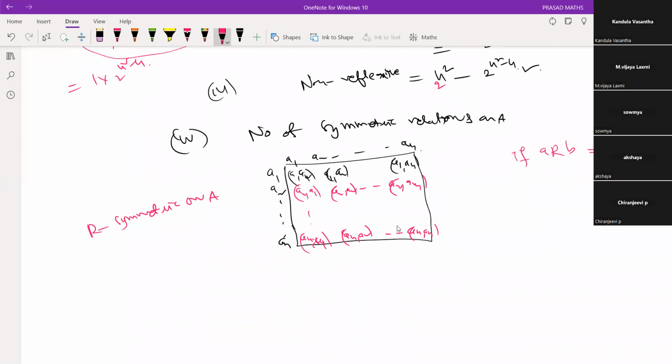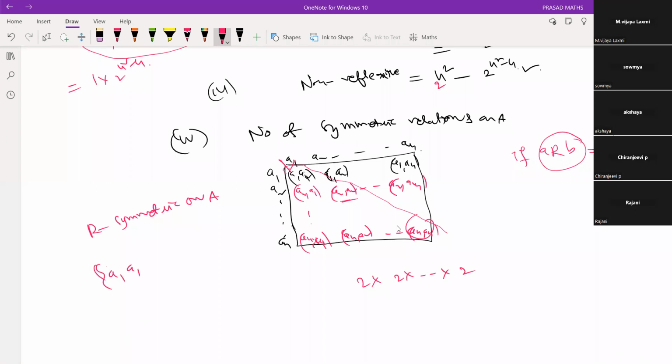So to get a symmetric relation, first you need to fix A related to B. Automatically B is related to A. So to get a symmetric relation, I bother about only these entries. See, first of all, how many ways can the diagonal entries be filled? 2 ways. How many ways can this be filled? 2 ways. There is no problem with this.